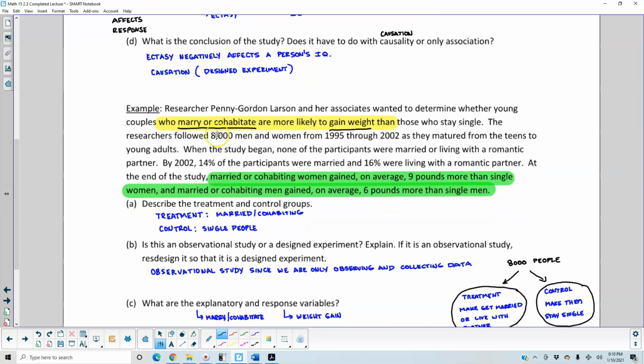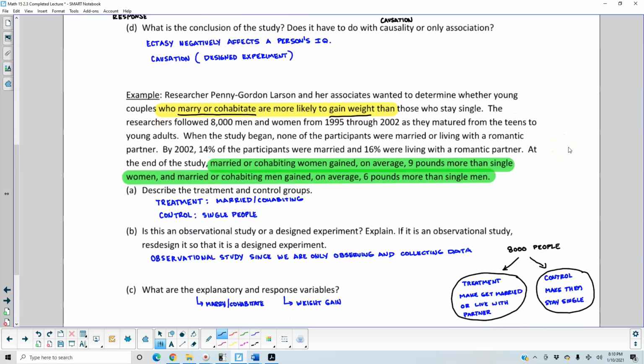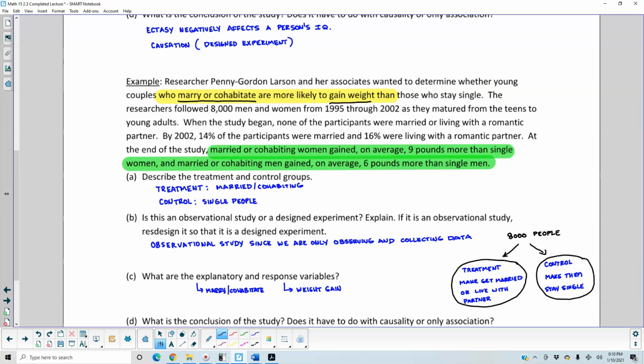Example: researcher Penny Gordon-Larsen and her associates wanted to determine whether young couples who marry or cohabitate are more likely to gain weight than those who stay single. The researchers followed 8,000 men and women from 1995 through 2002 as they matured from teens to young adults. When the study began, none of the participants were married or living with a romantic partner. By 2002, 14% of the participants were married and 16% were living with a romantic partner.